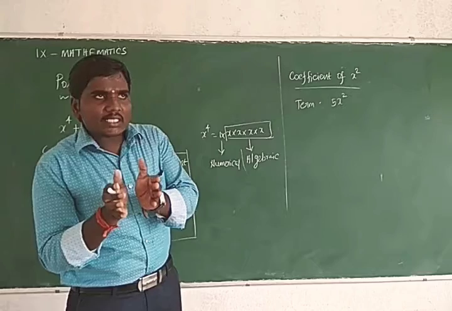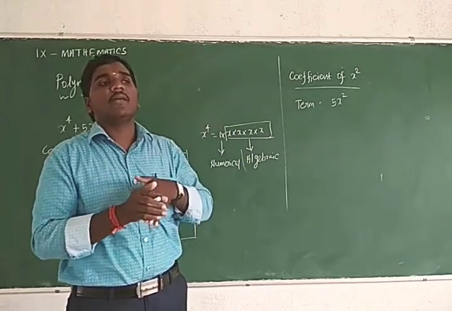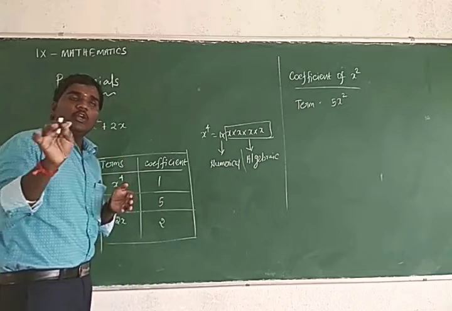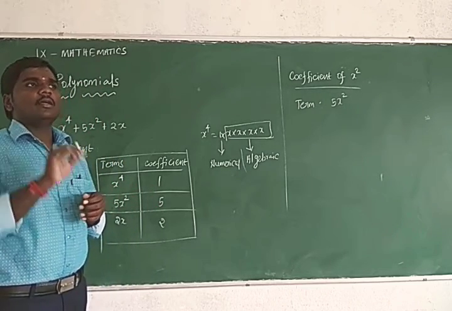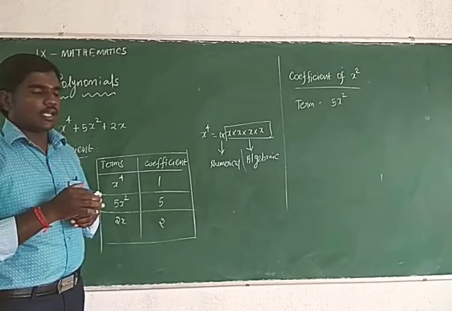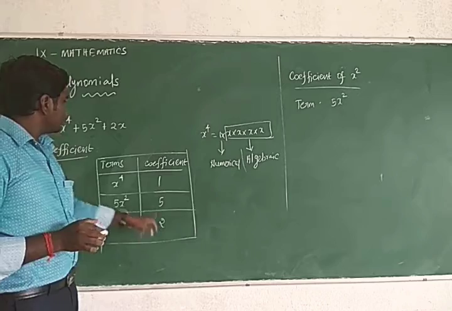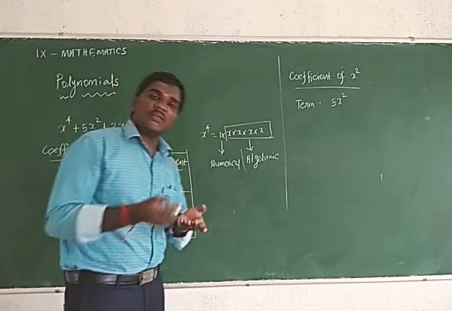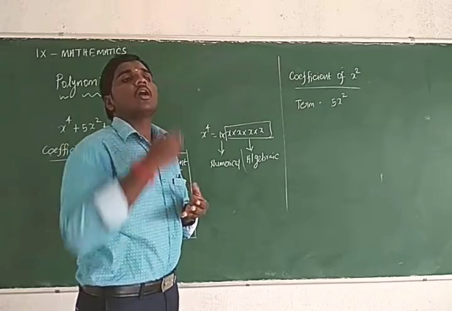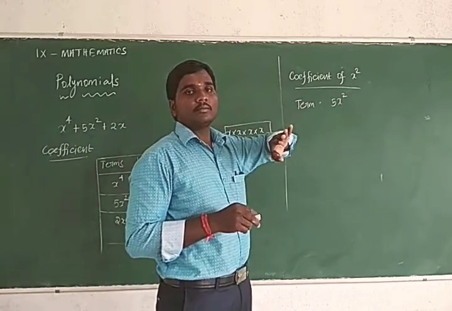Commonly asked, write the coefficient. We want to write all the numerical factors. That is, if they ask us to write only the numerical coefficients, then we write only the numbers: 1, 5, 2. Suppose they specify a variable and ask for the coefficient, for example, the coefficient of x square.